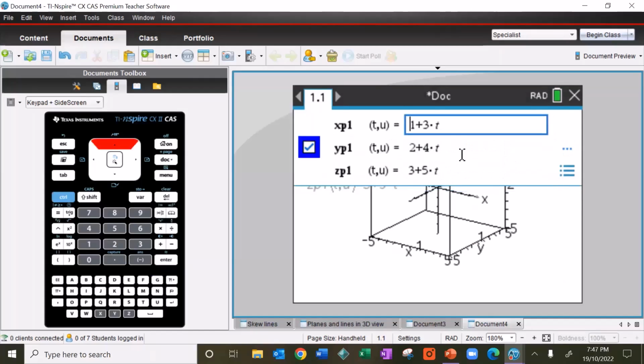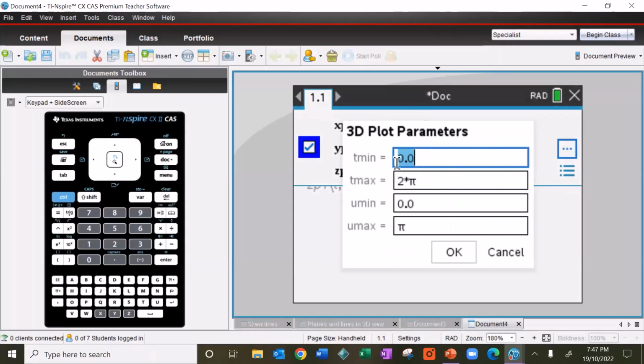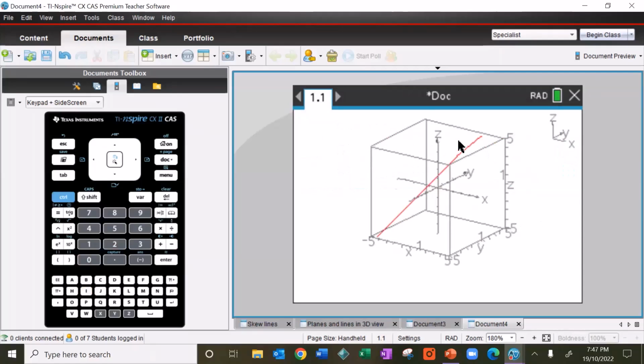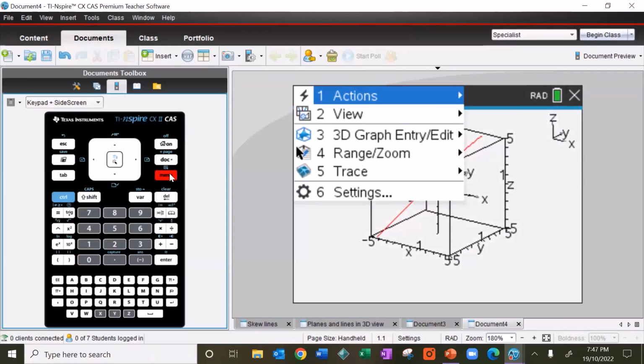So if I go back here and I press 3 dots, you see my parameter was only 0 to 2 pi. Let's say if I go minus 20 pi to 20 pi, and I go back to here, now I can see much more of this straight line. We have a few other things.